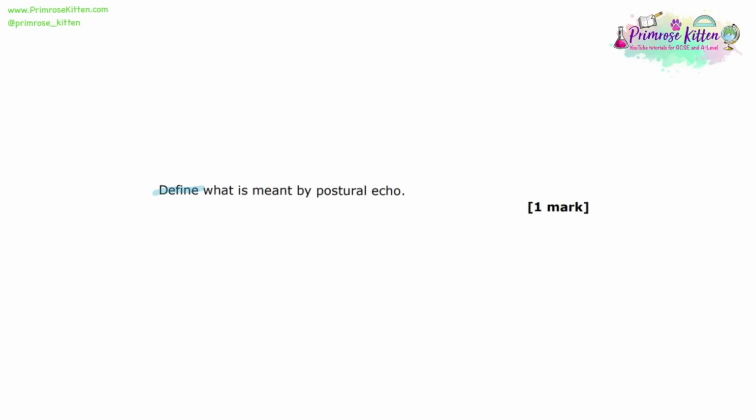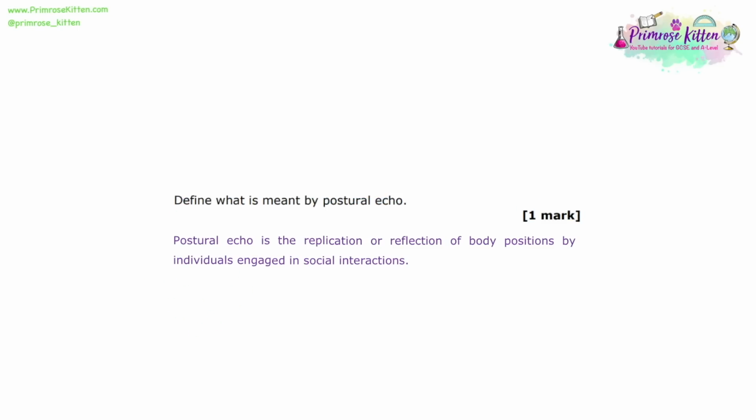Define what is meant by postural echo. There is just 1 mark available for this question, and therefore it just requires a simple 1-sentence definition of the key concept, postural echo. So the definition that is being given here is that postural echo is the replication or reflection of body positions by individuals engaged in social interactions.